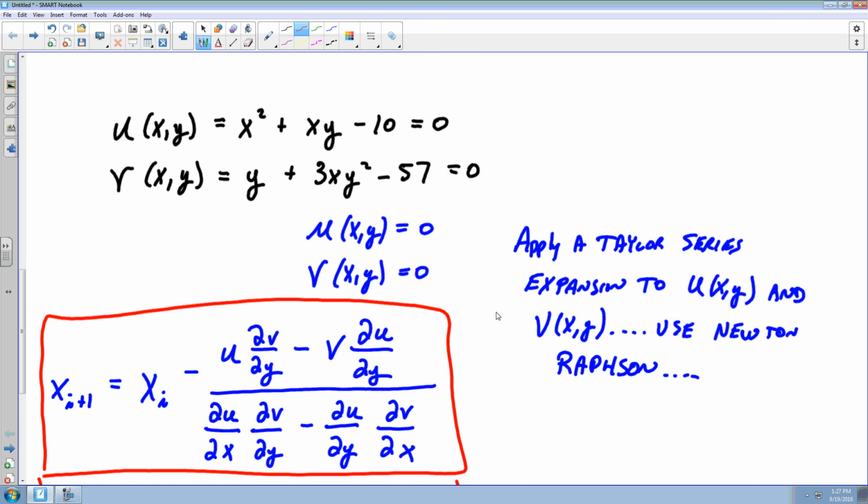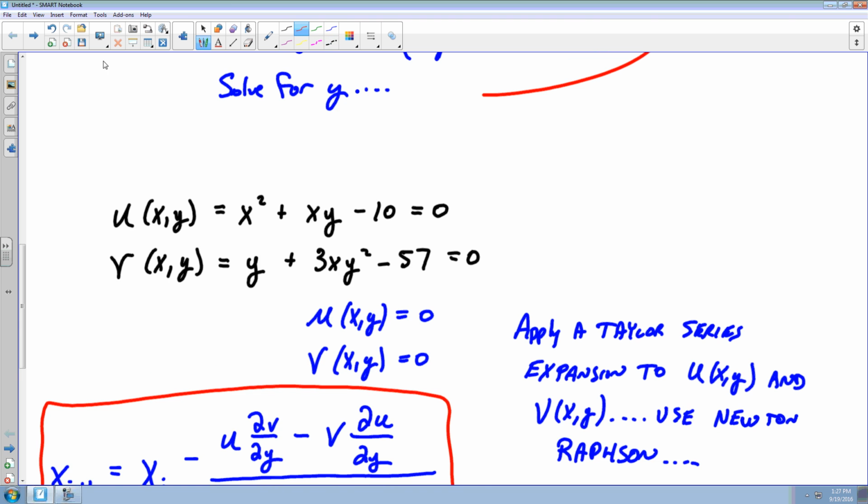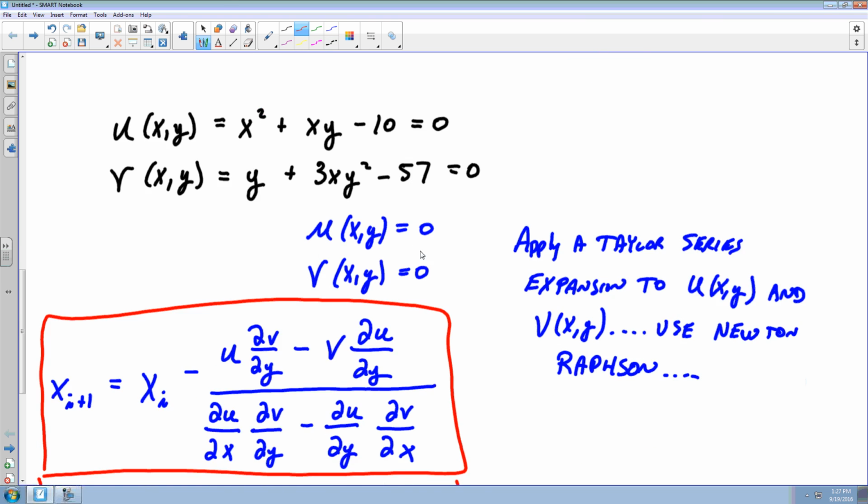Let's go over this example now. Let's do this example right here, and implement this. And you'll see it's really not that hard. It's just messy. All right.